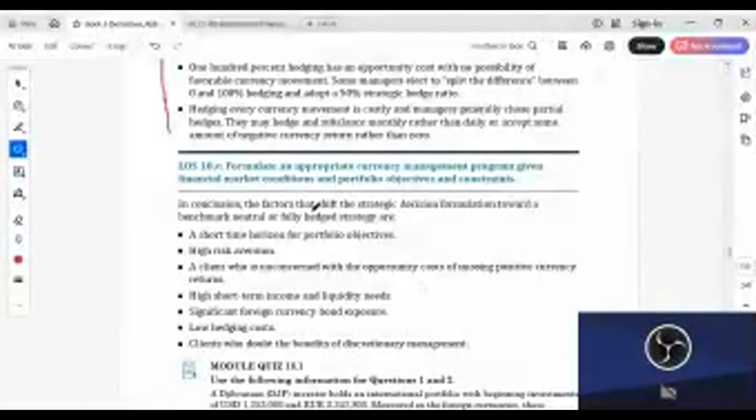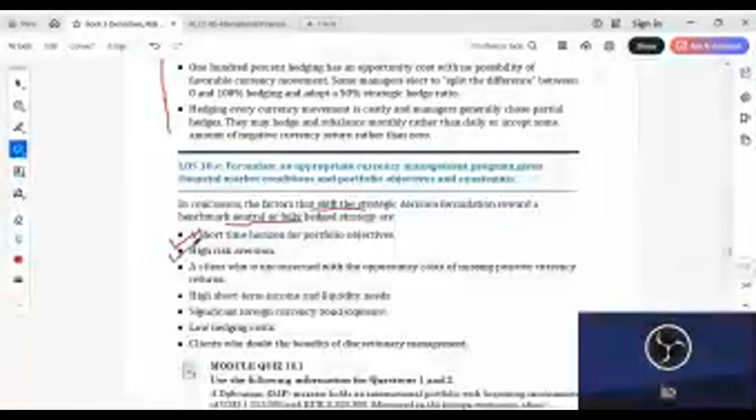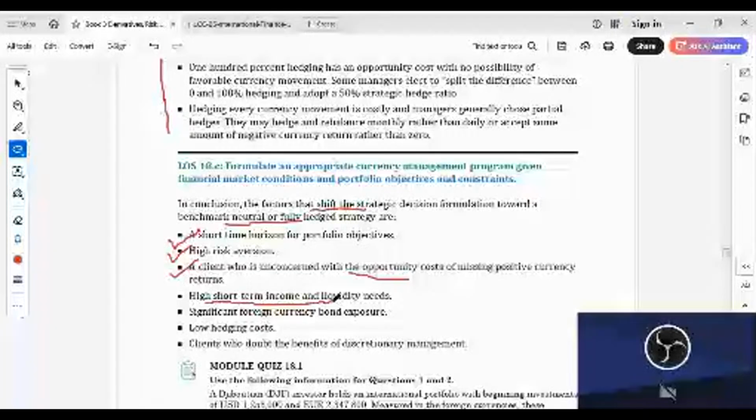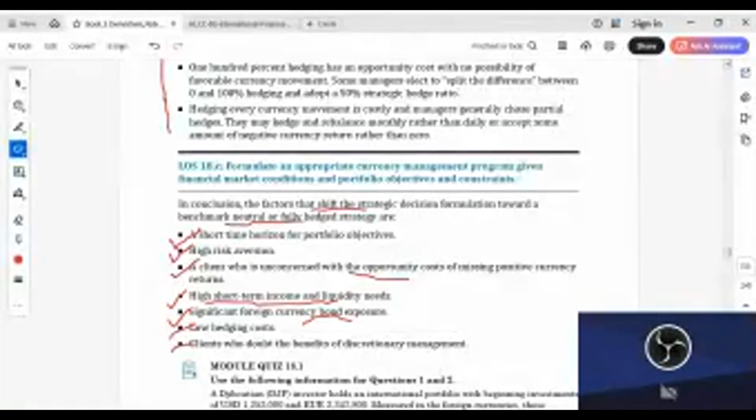And this is a good summary. Factors that shift strategic decision toward fully hedge or benchmark neutral strategy are shorter time horizon, higher risk aversion, client who is unconcerned about opportunity cost of hedging, high liquid, significant foreign currency bond exposure, hedging cost if, and clients who are not convinced about benefits of discretionary management.